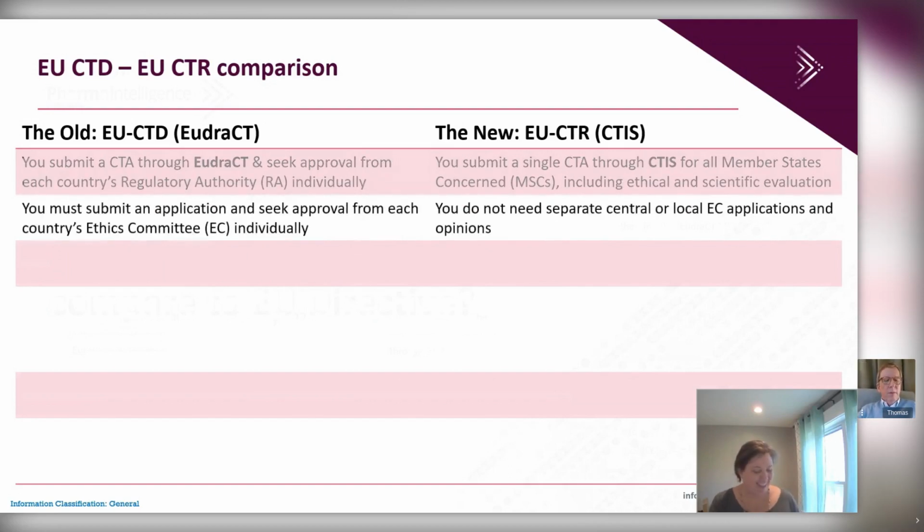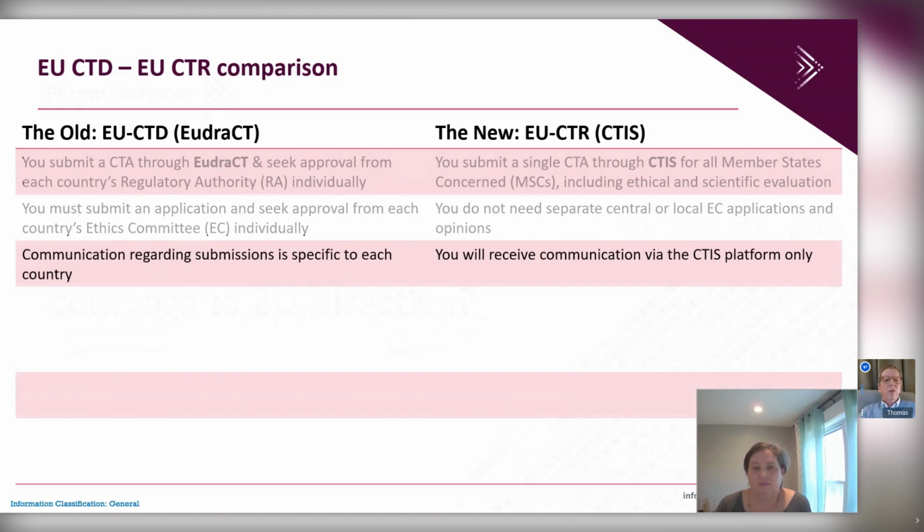And then the next step is you have to submit an application in the old system to seek approval from each country's ethics committee individually. You don't need to do that anymore now. If you use CTIS, there's no need for separate local ethics committee applications and opinions. So that kind of gets you to the next step.